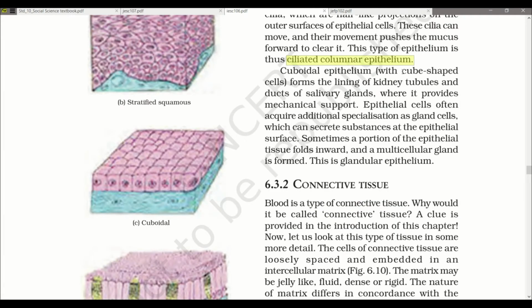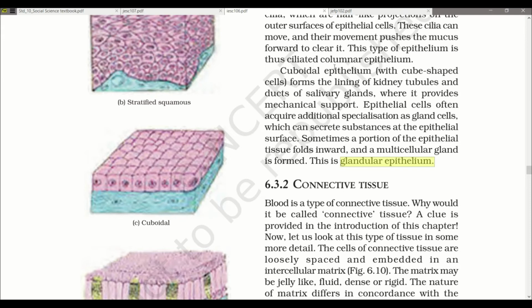Cuboidal epithelium, that means cube-shaped cells, forms the lining of kidney tubules and ducts of salivary glands, where it provides mechanical support. Epithelial cells often require additional specialization as gland cells, which can secrete substances at the epithelial surface. Sometimes a portion of epithelial tissue folds inward and a multicellular gland is formed. This is called glandular epithelium.